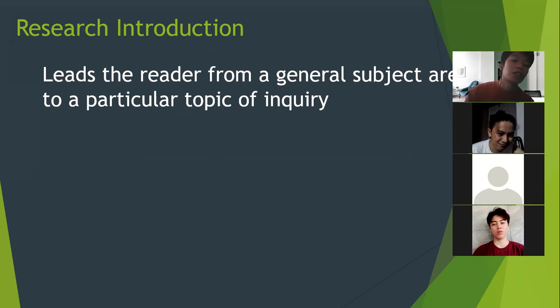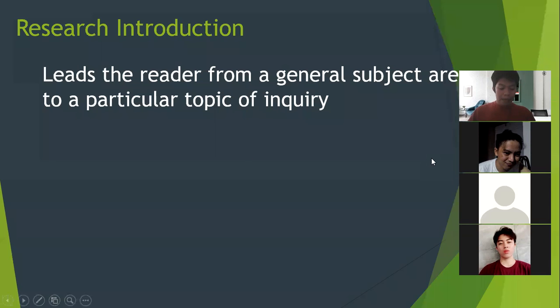Right. A research introduction leads the reader from a general subject area to a particular topic of inquiry, which means that a research introduction is in the deductive form, from general to specific. When you present a graphic representation of the organization of the introduction, it should be an inverted pyramid, which means that you start from general and then narrow down to specific notions about your research.